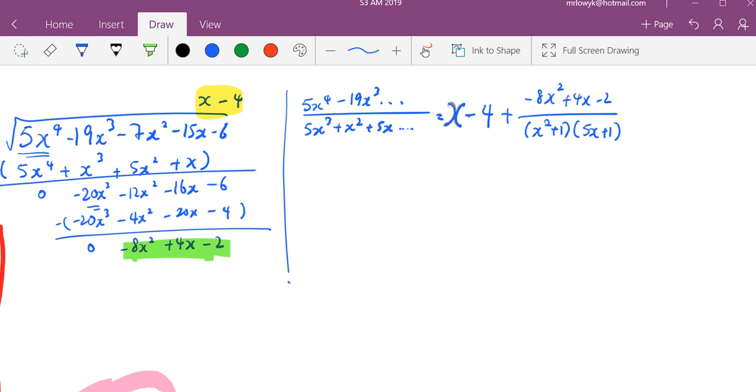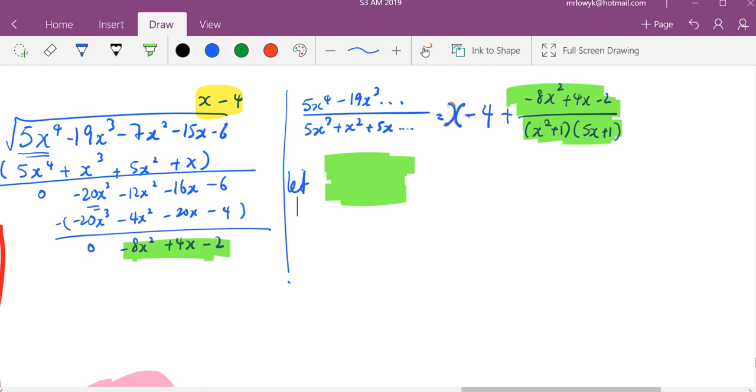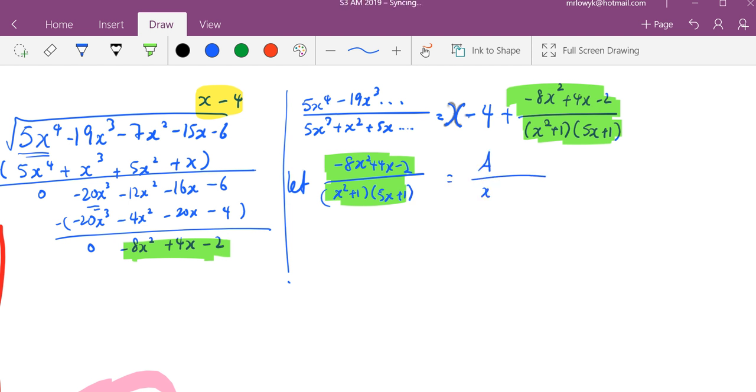Now next, what do you have to do? This is the one that you are doing partial fraction. So you start, let it be A over x squared plus 1 plus B over 5x plus 1. Notice I refuse to write it differently. Doesn't matter if you write A over here. But why do I stop here?